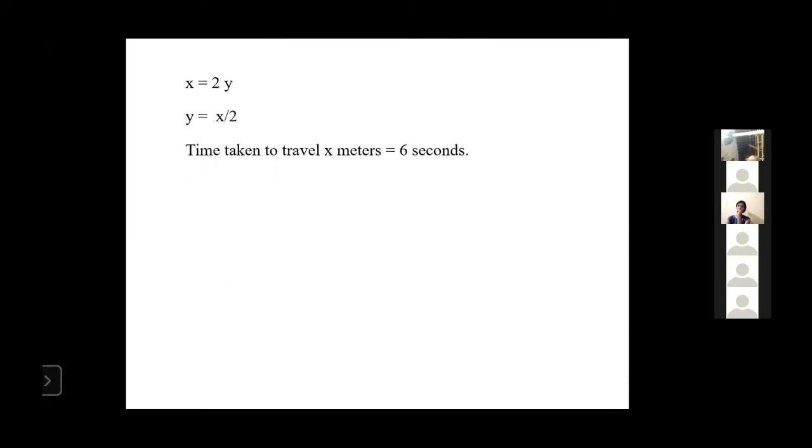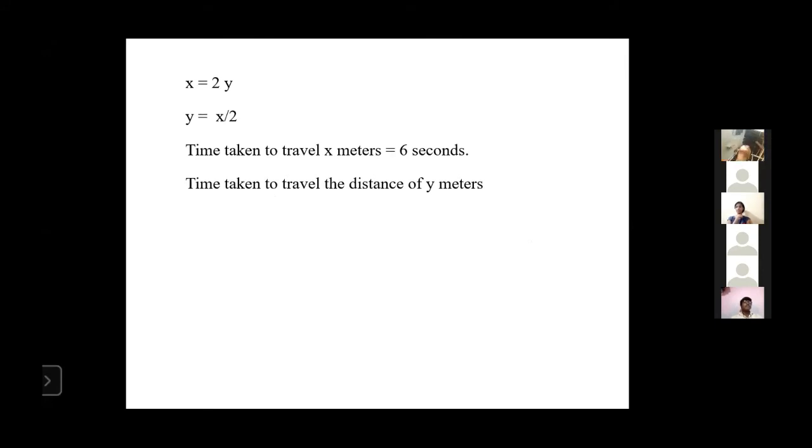So y is equal to x by 2, we got. The time taken to travel x meters is 6 seconds. So the time taken to travel a distance of y meters is how much? x by 2. It is 6 by 2, that is 3 seconds.